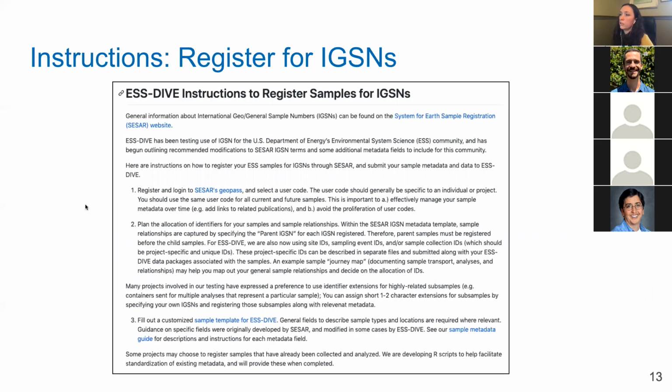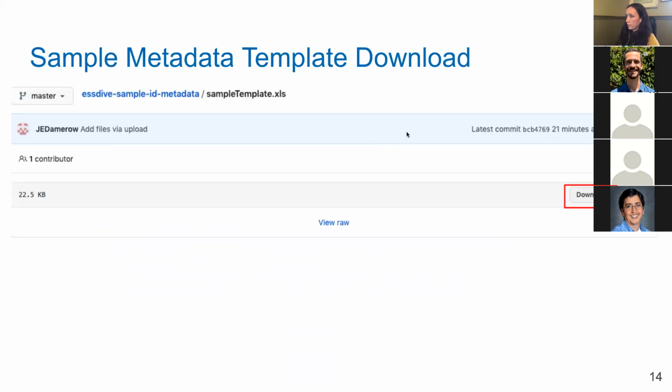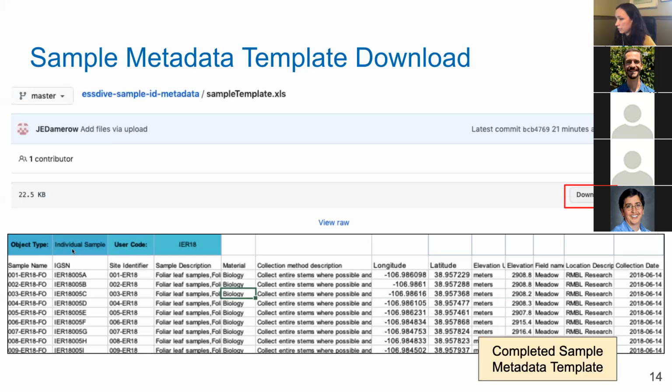So I'm actually first showing just a quick view of the instructions. And this is the sample metadata template, and you can download it from GitHub here. And it looks something like this. There's a header row with required information to register samples, the object type, and a user code. And this is a code that goes on the beginning of all of your IGSNs and is usually designated for a specific user or project.